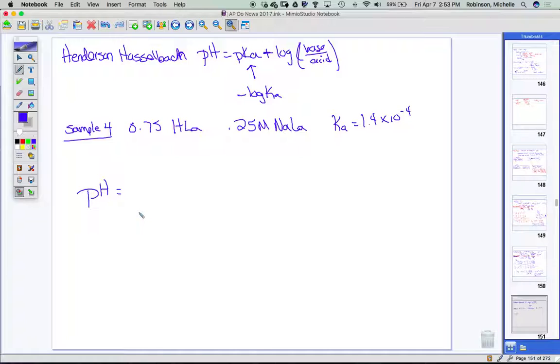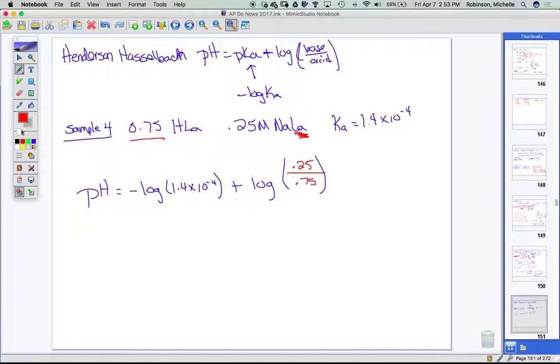The pH is equal to the pKa, so what am I going to do there? Of 1.4 times 10 to the negative fourth plus the log of the base over the acid. What part's functioning as the base? Yeah, that conjugate right there, right? What's its concentration? 0.25, right. Over the acid, well, what's the acid's concentration?